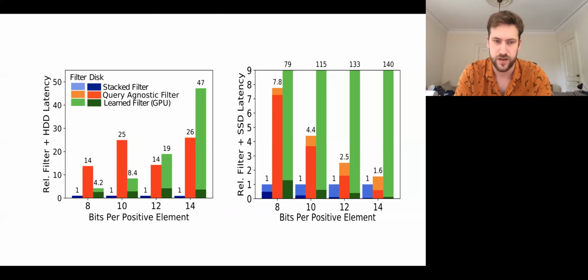At very low false positive rates, there's just a ton of disk accesses, so the query agnostic filter can decrease. And then as you get lower and lower false positive rates, just this computation time for the learned filter will kill you, even for hard drives. And then if you're accessing an SSD instead of a hard drive, essentially the computation for learned filters makes it so that it's just never going to compete. Like, it's too expensive to calculate these GPU things.